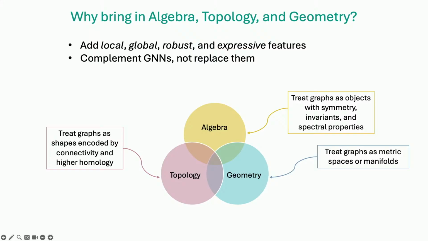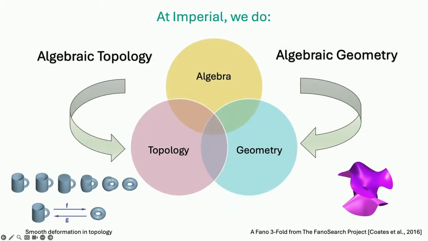So I hope by now that I've motivated why we're doing algebra, topology, and geometry. And then at my group at Imperial, we take this to the next level, and we study algebraic topology and algebraic geometry. I should mention, I'm not a machine learner, right? I'm a computational mathematician. I work in computational topology and computational geometry. And very recently, in the past couple of years, I've seen machine learning as a nice application area for the mathematics that I'm doing.